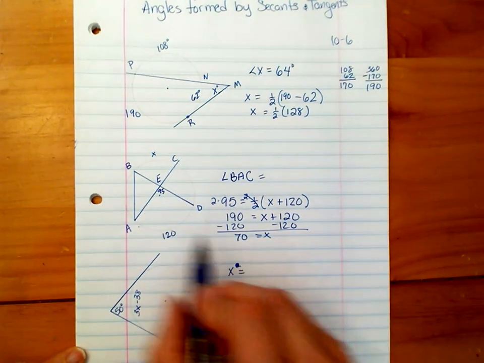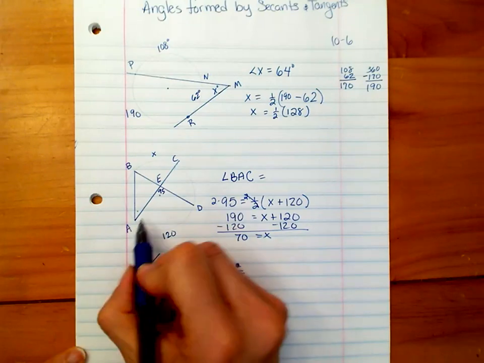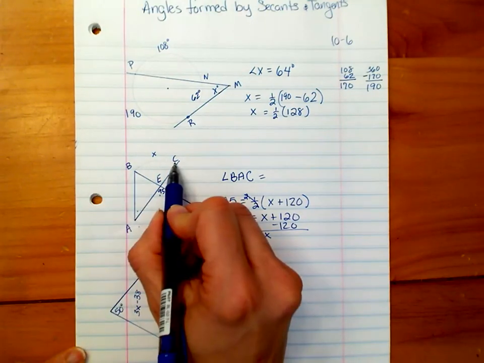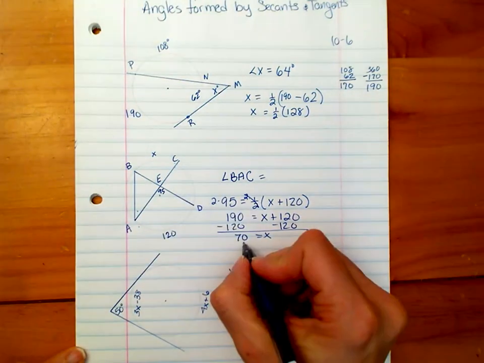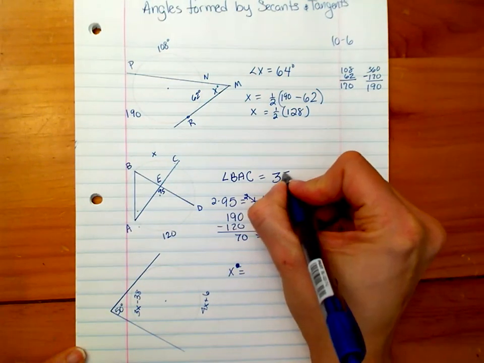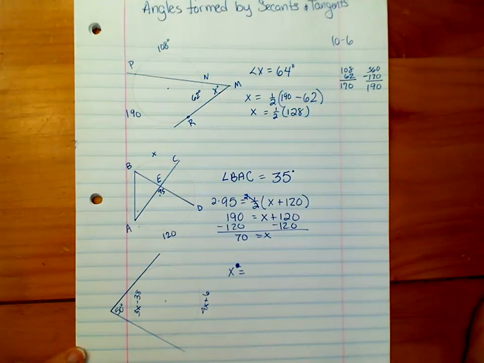Remember, they didn't ask for x, they asked for this angle right here. Well, an inscribed angle is equal to half of the intercepted arc, so now I just take half of 70, which is 35, and that is the angle that they're looking for.